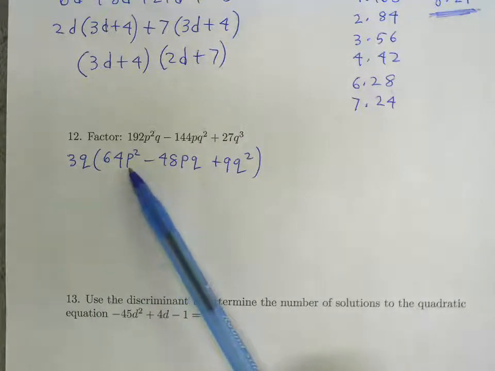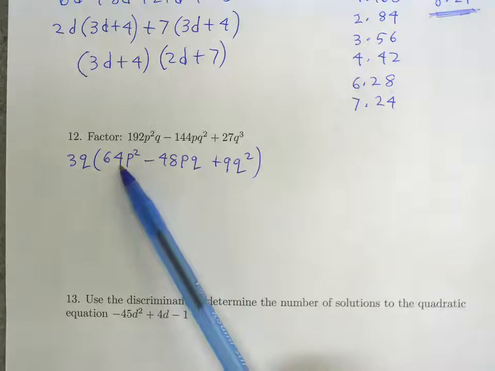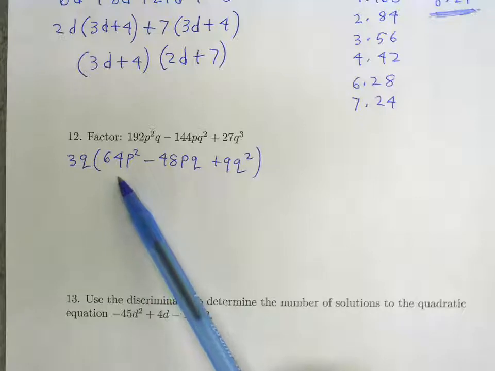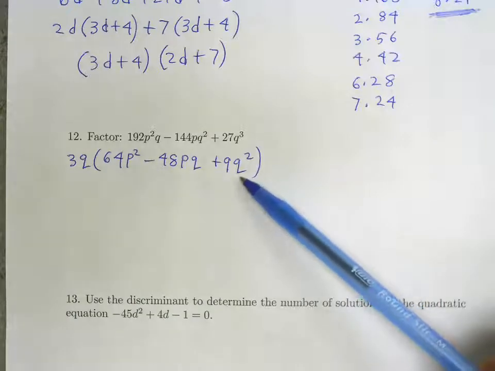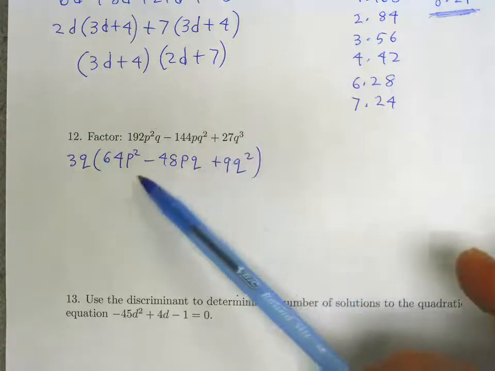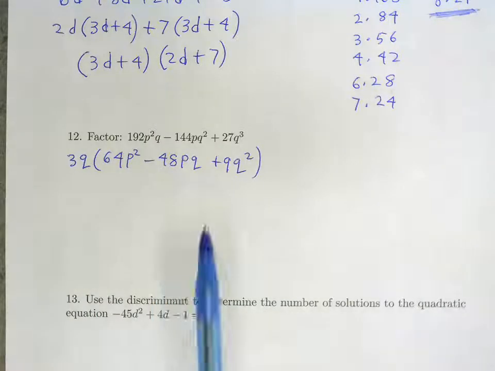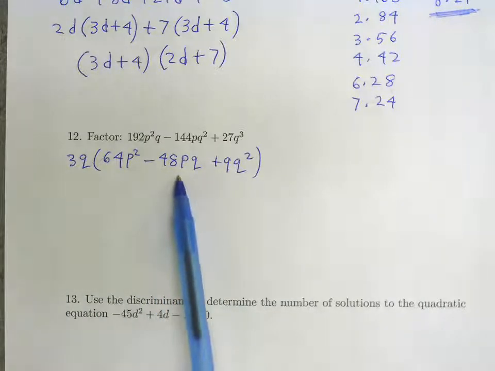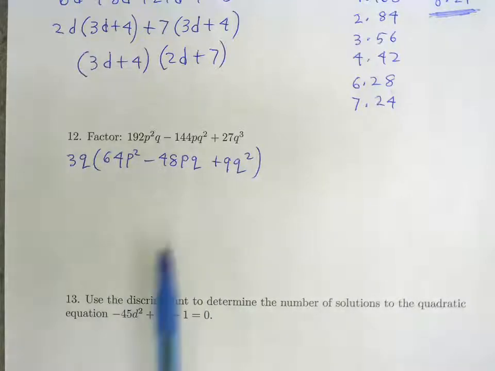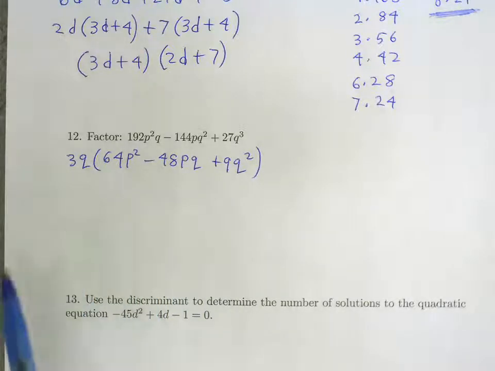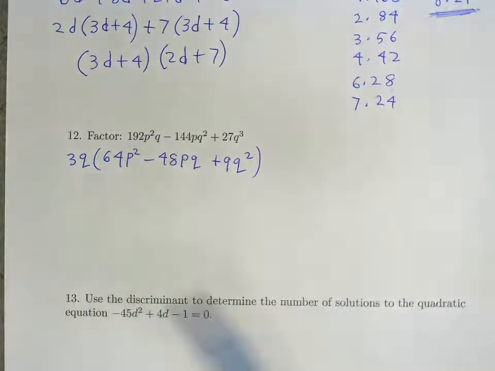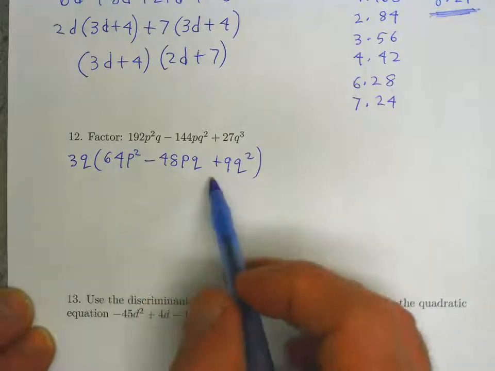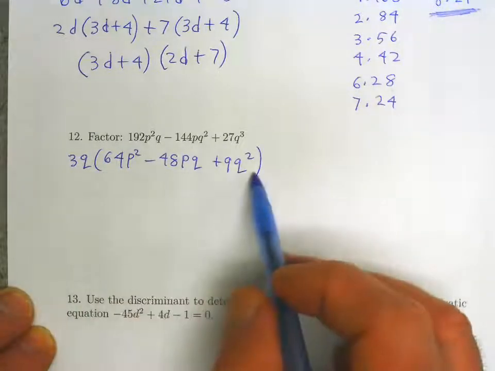Notice that the first term in the trinomial is a perfect square. If you square the term 8p, you get 64p squared. The term on the right is also a perfect square. So we should wonder if it's a perfect square trinomial. So the middle term, minus 48pq, if it's a perfect square, that should be equal to negative 2 times 8p times 3q. And sure enough, this checks out to be a perfect square trinomial.